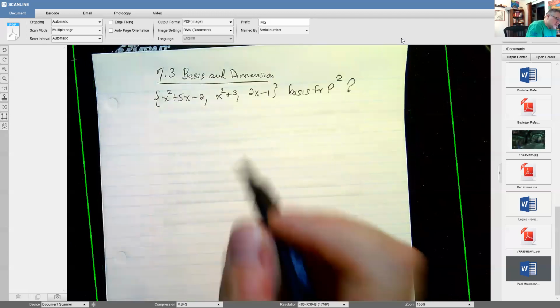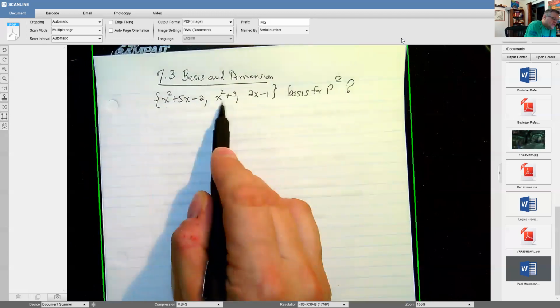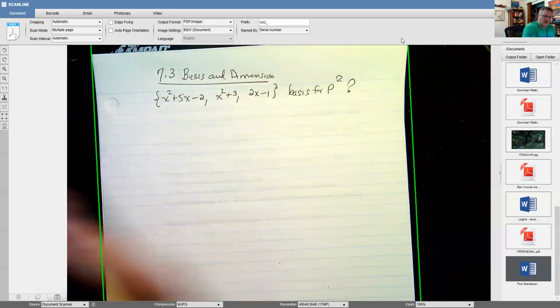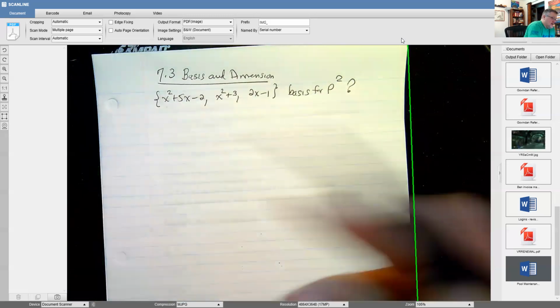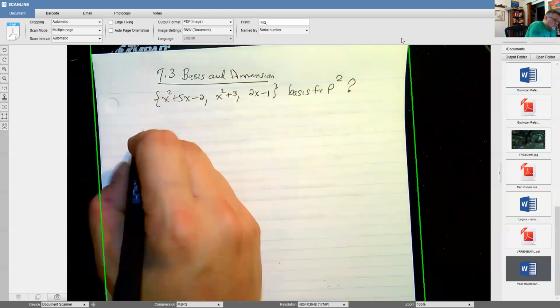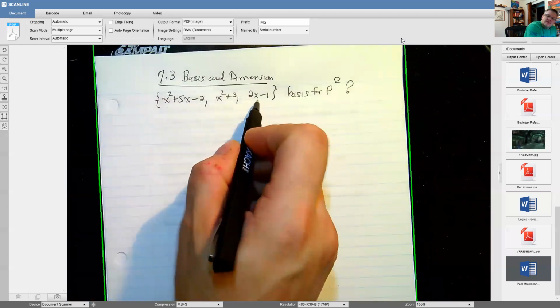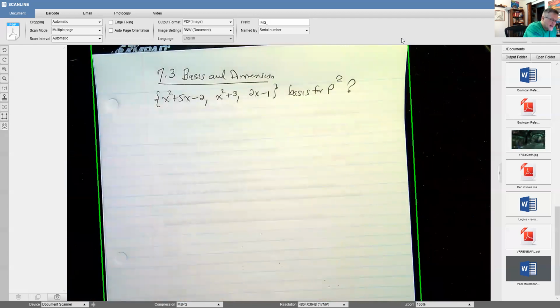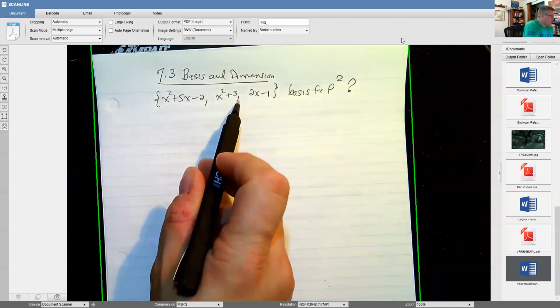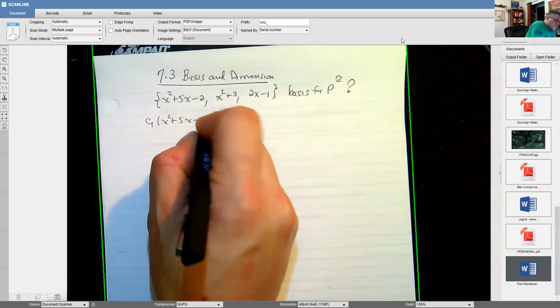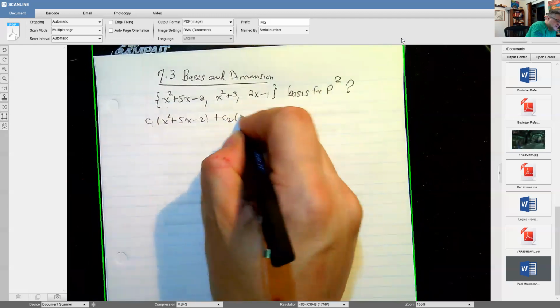And so let's look at an example. We have a set of 3 quadratic functions, and we want to know if it's a basis for P2, which is the set of all quadratic polynomials. And so again, by that what we mean is if it's a basis, we have to test for linear independence, and we have to see if there's anybody in P2 that cannot be expressed as a linear combination of those guys.